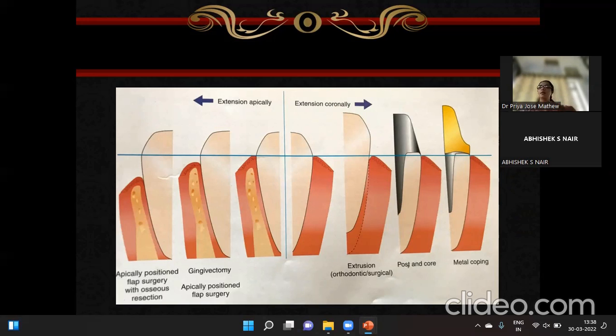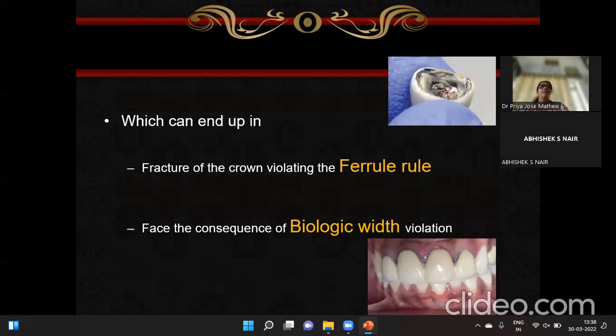Now, which are the options by which we can get the margin apically by doing surgical procedures, periodontal surgical procedures like an apically displaced flap or gingivectomy. Now, what will happen if we give a crown? Say we manage to give a post and a core in this situation, and we manage to give a crown.